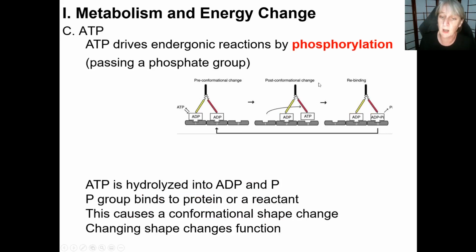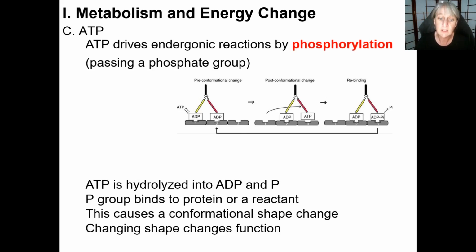This is what it is. I pulled this from a paper. I was going to just give you the paper, but I think it's a little too complicated. These things walk like little legs, and we talk about it going through a change in shape in response to being phosphorylated.